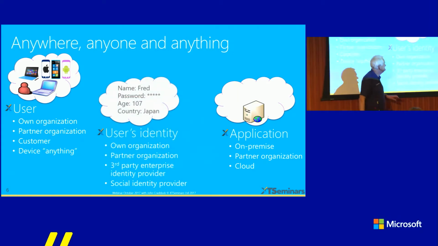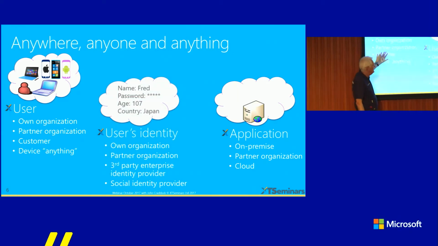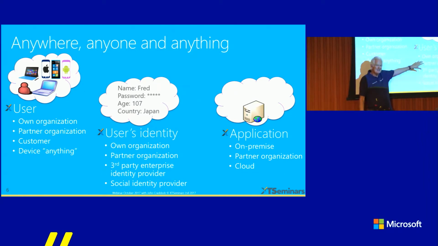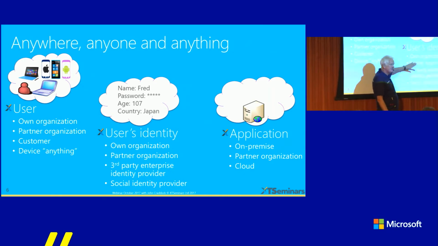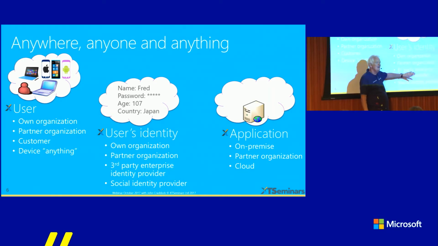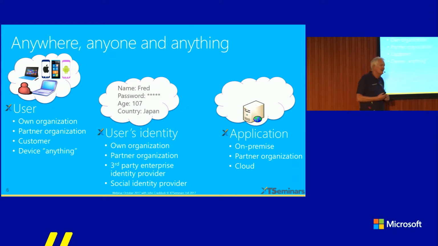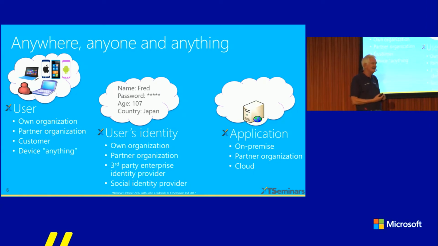And then where's the identity for these users? Well, it could be that they're coming from our own organization. And, you know, if we've got on-premises AD, maybe we'd like to source them from there. That would be the source of authority. But maybe it's from a partner organization, or maybe a third-party enterprise identity provider. Okay, who can name a fairly well-known third-party identity provider?